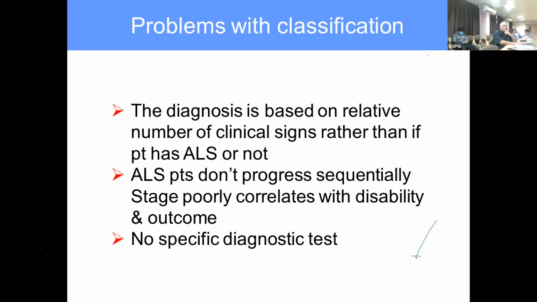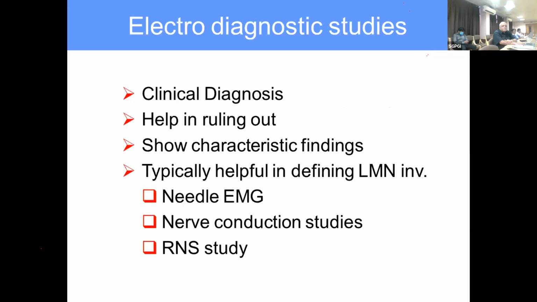The problem with the classification and diagnosis is that the diagnosis is based on a relative number of clinical signs rather than on whether the patient has ALS or not. You have a whole lot of upper motor and lower motor neuron signs, and on that basis we presume that it is ALS. There's no biological test for ALS at the moment except for a small number of genetic cases. And the second problem is that ALS patients don't progress in a systematic manner. It's not an orderly progression. It may be lower limb, and then bulbar involvement. It may be bulbar involvement and then upper limb involvement. So there's not a predictable pattern of progression, and therefore again there is a problem in the diagnosis.